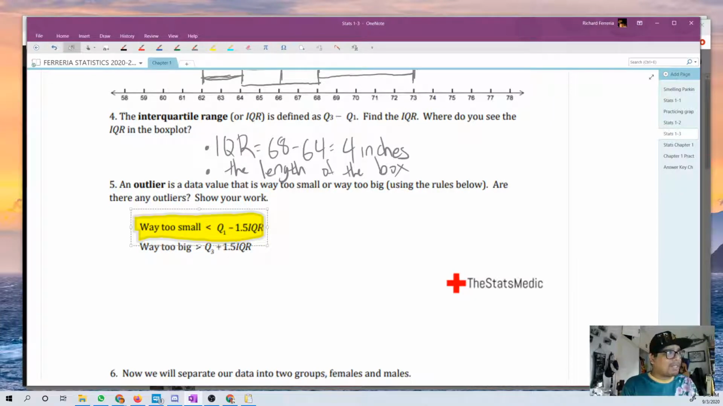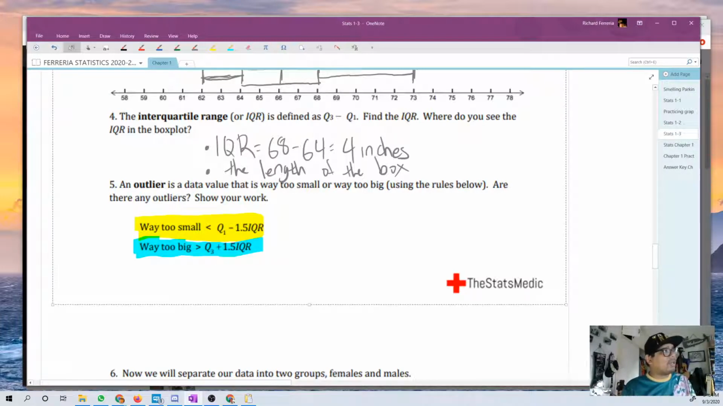But it makes a little bit of sense because a height that's way too small should be pretty small in comparison to Q1. Okay, so let's see. Are there any of those? Way too big would mean that we have a height that is bigger than Q3 plus 1.5 IQR. And for the same reasons, that makes sense as well.